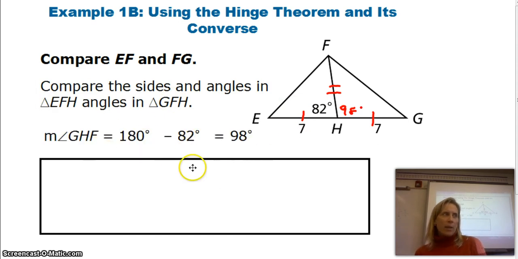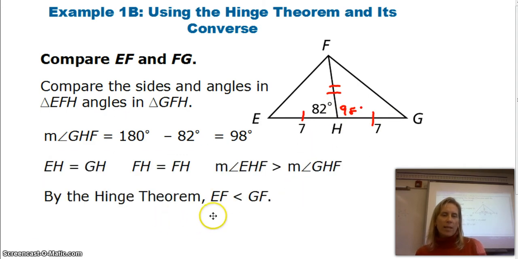So the way the key describes it is compare the sides and angles. And they did exactly what you mentioned, right? Find the missing angle. What do we call that angle that's between the two known sides? Included. Good. The included angle that was missing was 98 degrees. And so by the hinge theorem, we can say that EF is less than FG.